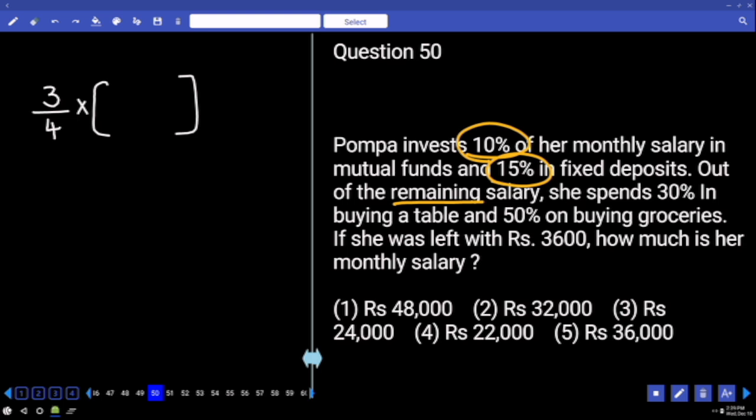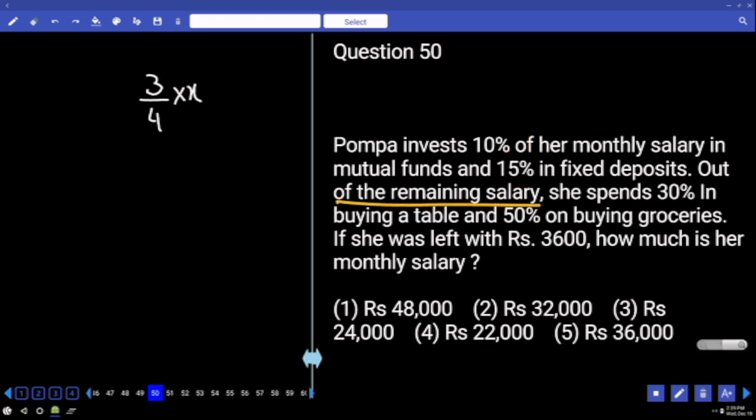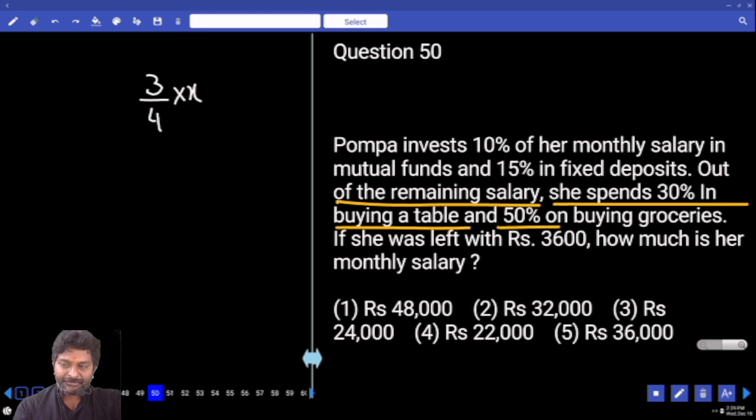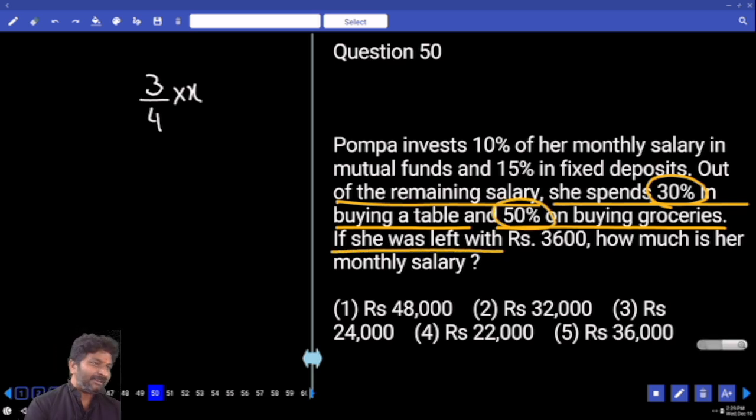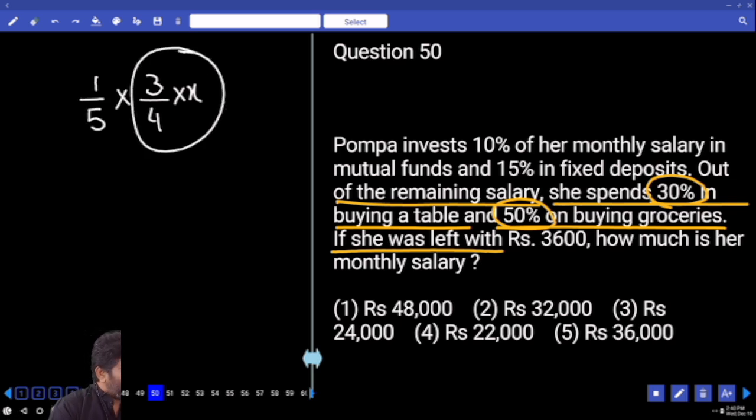Now, 3/4 of X, which is remaining. Out of the remaining salary, she spends 30% in buying table, 50% on buying groceries. So far, 30 and 50, 80% over. If 80% is over, what is remaining? 20% can be written as 1/5, 1/5 of remaining.